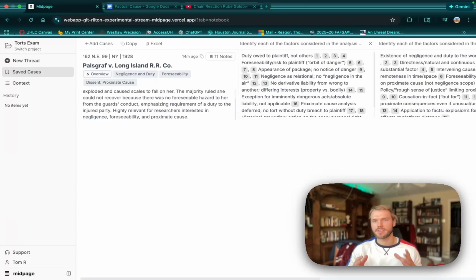So Palsgraf is a very important case for torts that I believe most anybody watching this would have read when they were in law school, but I think what people fail to appreciate is its utility on an exam, specifically when you're dealing with a case that seems like it might have an attenuated causation issue. So without further ado, let's go ahead and get into how to best use this.